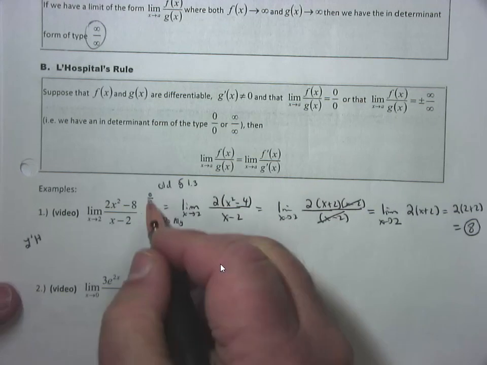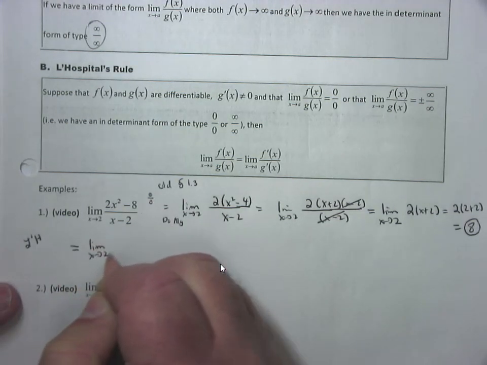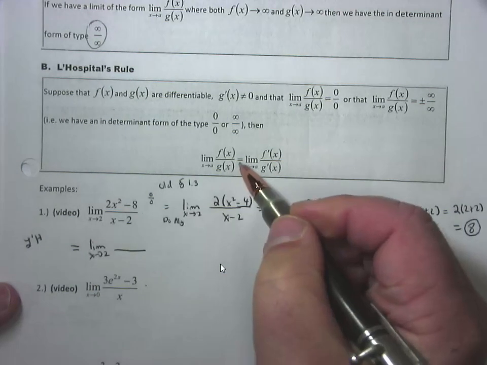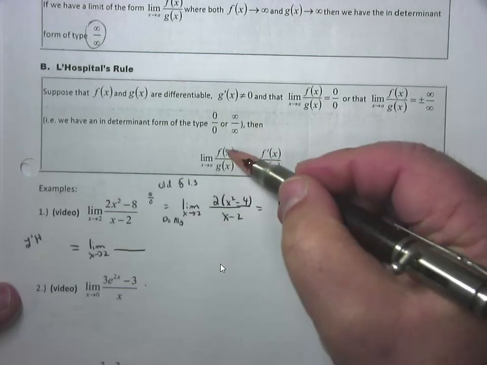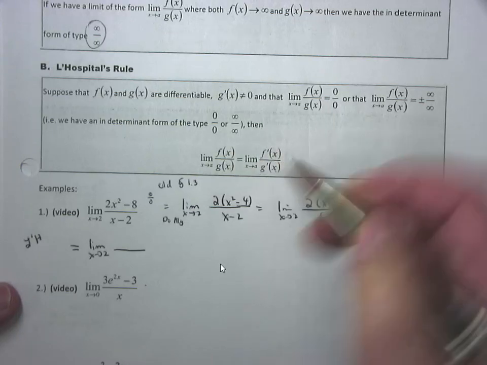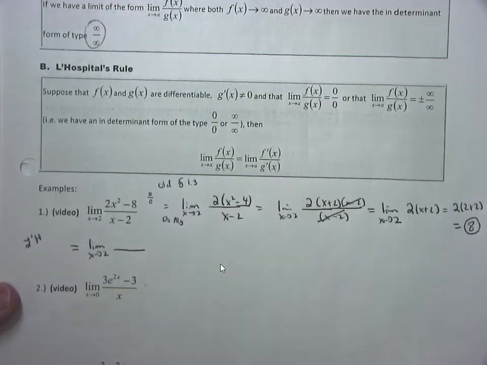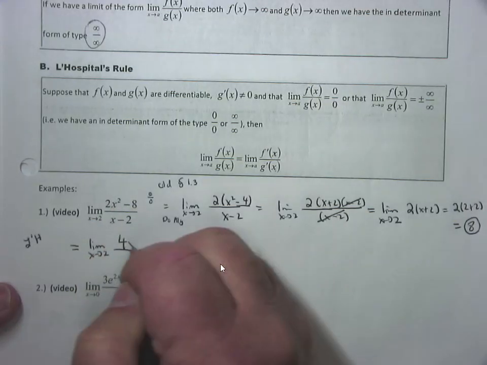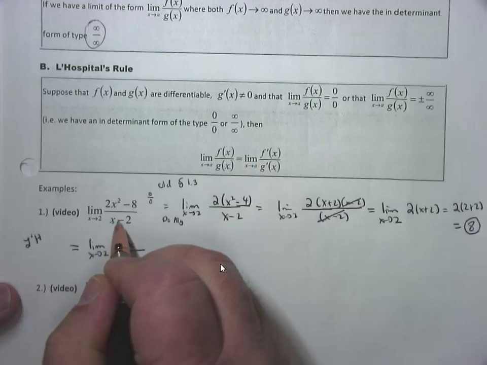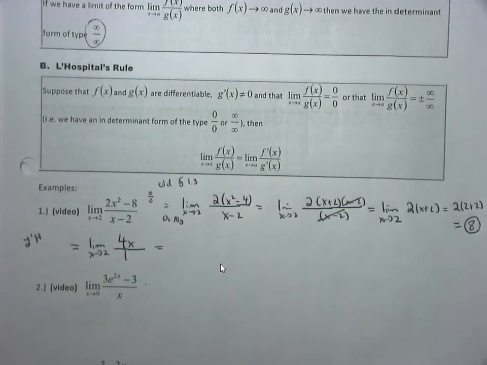L'Hopital's rule, because this is 0 over 0, this will be equal to the limit as x approaches 2 of, and all L'Hopital's rule says is when you've got a fraction and you've got 0 over 0 or infinity over infinity, you take the derivative of the top over the derivative of the bottom. Let's do that. What's the derivative of 2x squared minus 8? 4x. Divided by the derivative of x minus 2? 1.